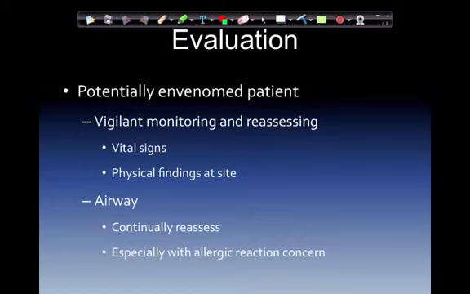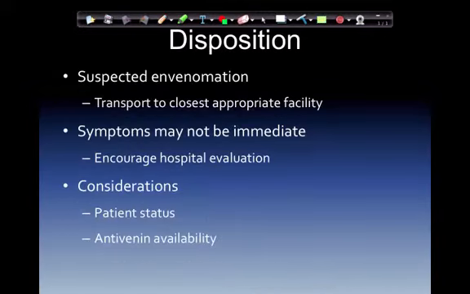Evaluation. For a potentially envenomed patient, use vigilant monitoring and reassessing of their vital signs and physical findings at the site. The airway should be continuously assessed and reassessed, especially with any allergic reaction concerns. As far as disposition goes, with suspected envenomation, transport them to the closest appropriate facility. Symptoms may not be immediate, so encourage hospital evaluation. Considerations should be the patient's status and whether the antivenom is actually available at that hospital.